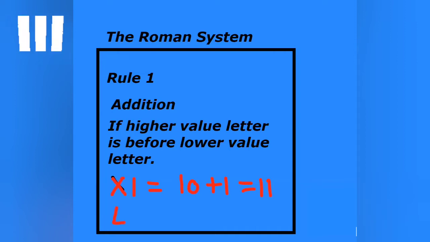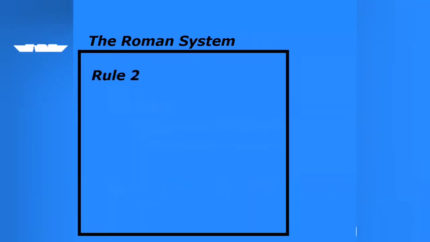Similarly, for example, I take L and X. Here the value of L is greater than X. The value of L is 50 and the value of X is 10. So since the value of L is greater than the value of X, you will add this and the number will be 60. Rule number 2 is of subtraction.